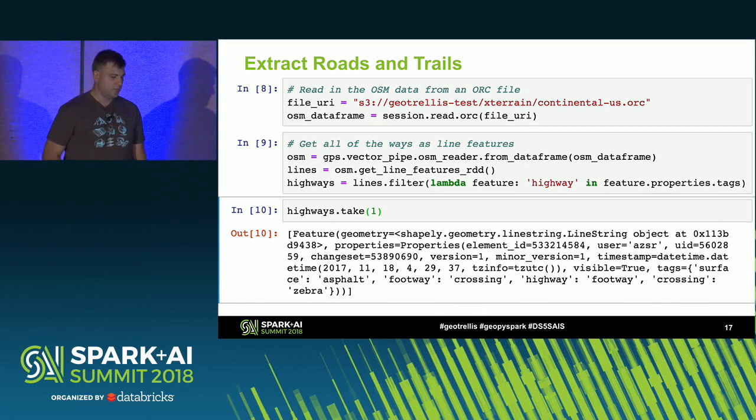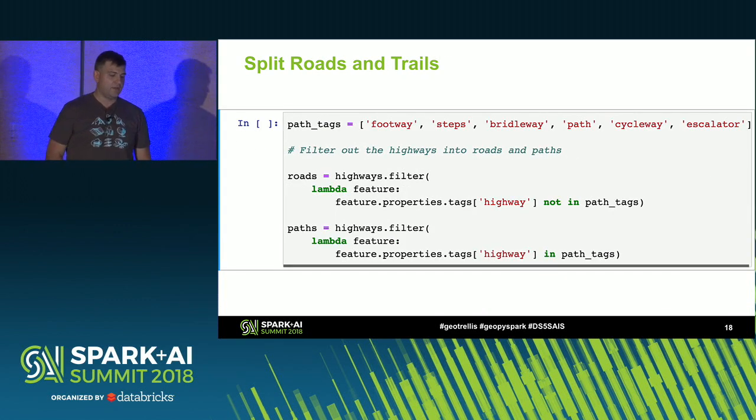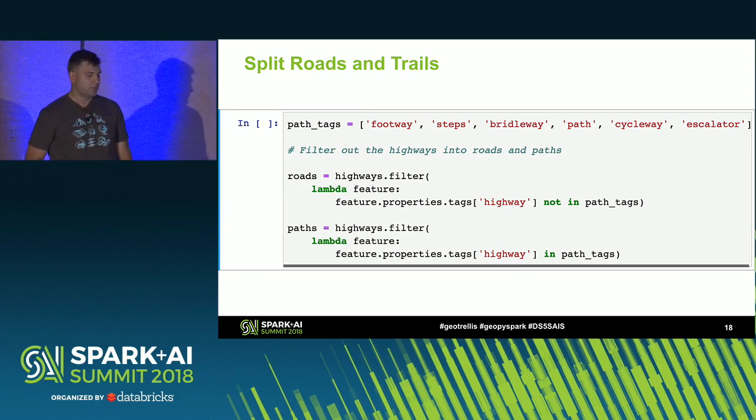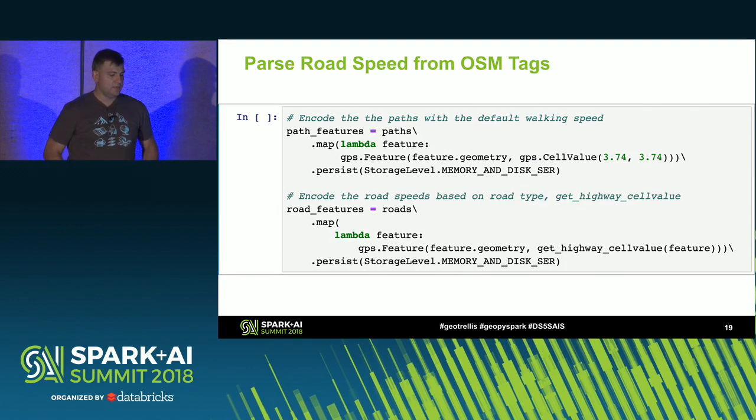So there, it happens to be a highway. It's a crossing, I guess a zebra crossing. That's pretty cool. We can work with that. Since we have a PySpark RDD with a map, we can just go ahead and filter it, separating that into paths and roads. The reason we do that is because we need to assign the speed at which a particular road can be traversed.